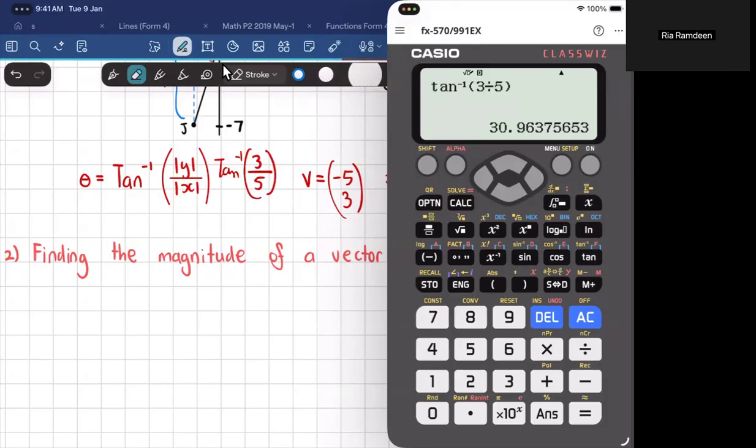All right, so we understand how to find the angle. Now we can move on to magnitude, and then we have to move on to unit vectors.